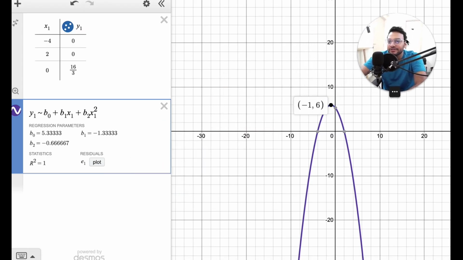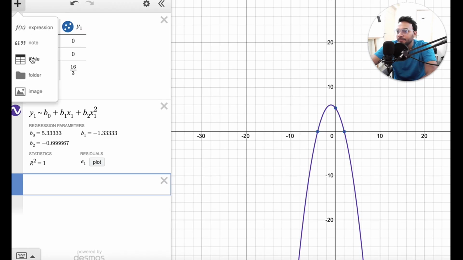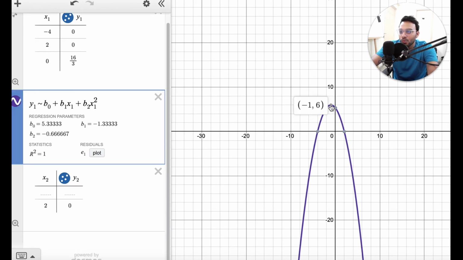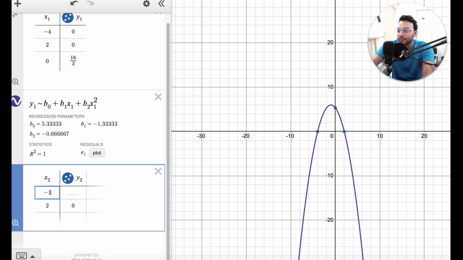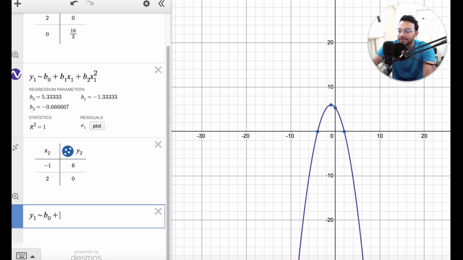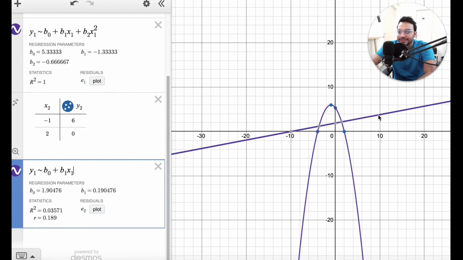So let's do a separate regression for this. I'm inserting another table here. Okay, 2, 0 and the vertex, which is negative 1, 6. Let's run another regression. y1 tilde b0 plus b1 x1. Okay, this is the line. Where is it cutting the y-axis? At this point, 0, 1.90476. So 1.90, that's the y-intercept.